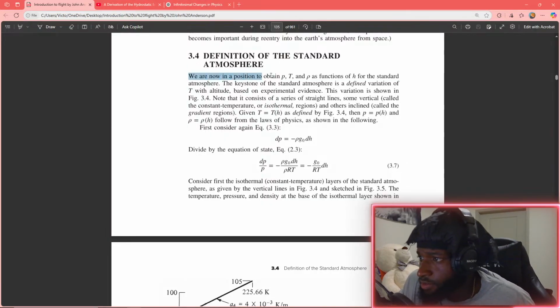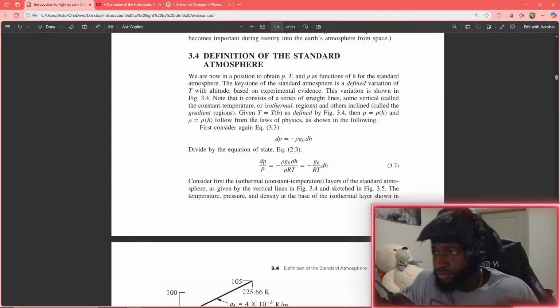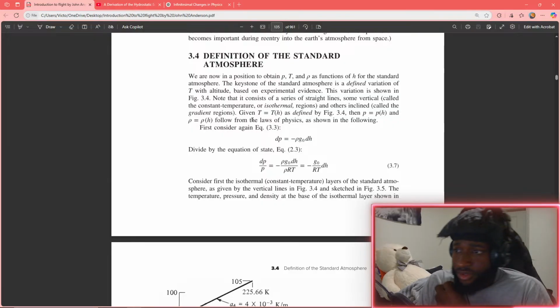Right. We're now in a position to obtain pressure, temperature, and density as functions of geometric altitude, or altitude rather. For the standard atmosphere, the keystone is a defined variation of temperature with altitude based on experimental evidence. This variation is shown in Figure 3.4. Note that it consists of a series of straight lines, some vertical, called the constant temperature or isothermal regions, and others inclined, called the gradient regions. So given T equals T of h, as defined by Figure 3.4.